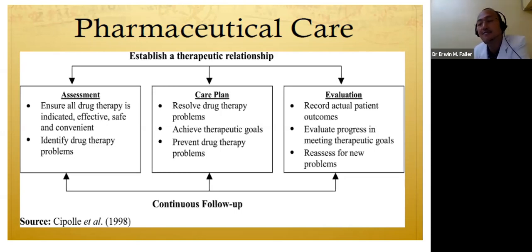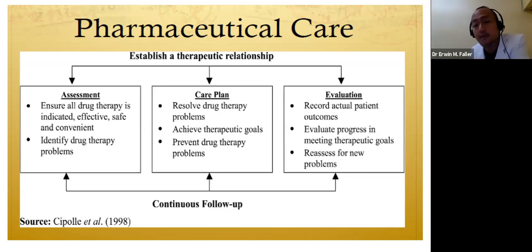Okay? And after we have done our interventions, we'll be able to evaluate: is this intervention effective for our patient? Is there any progress in meeting the therapeutic goal for our patient? Is the outcome achieved? We'll be able to reassess and reconfirm new methodologies that can be a good intervention for our patients. So there is really a reassessment or reevaluation.